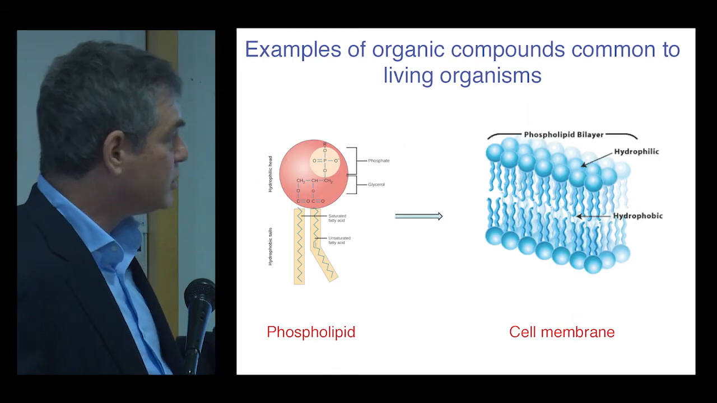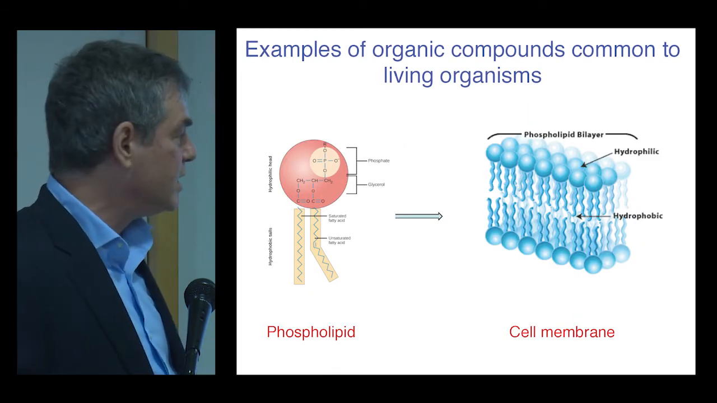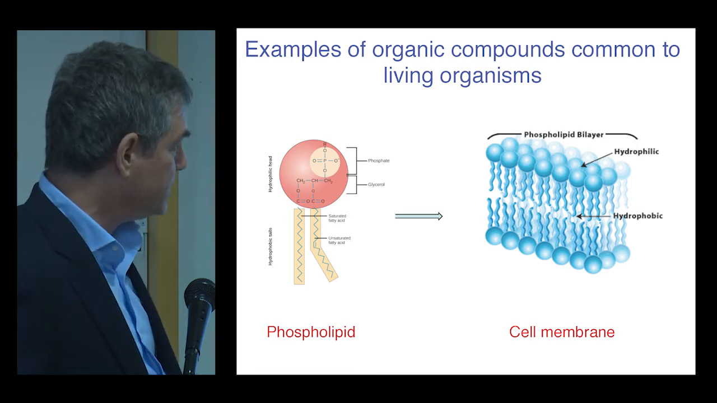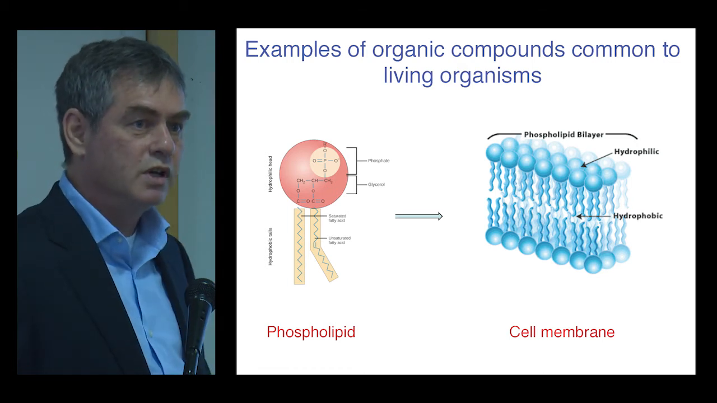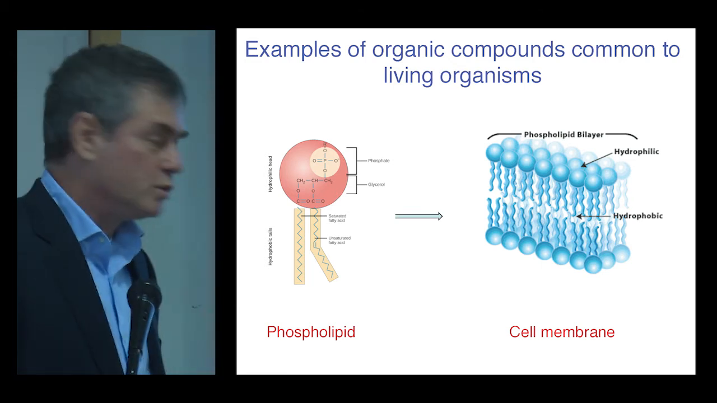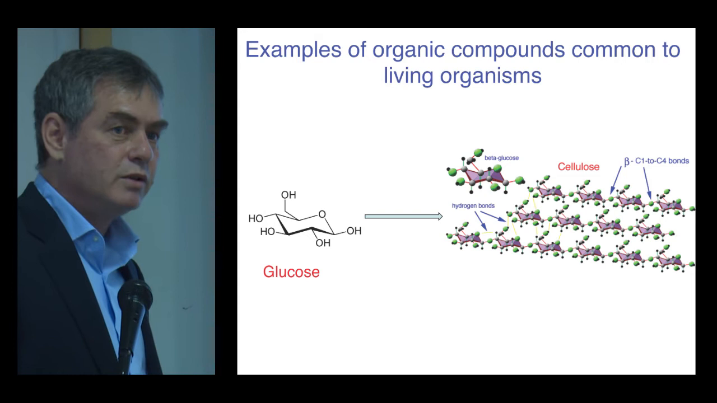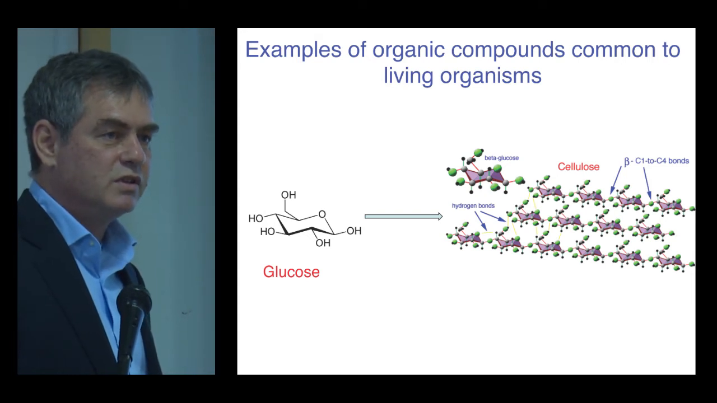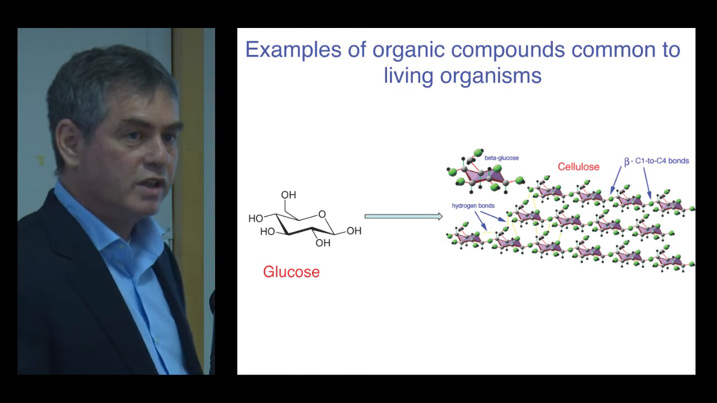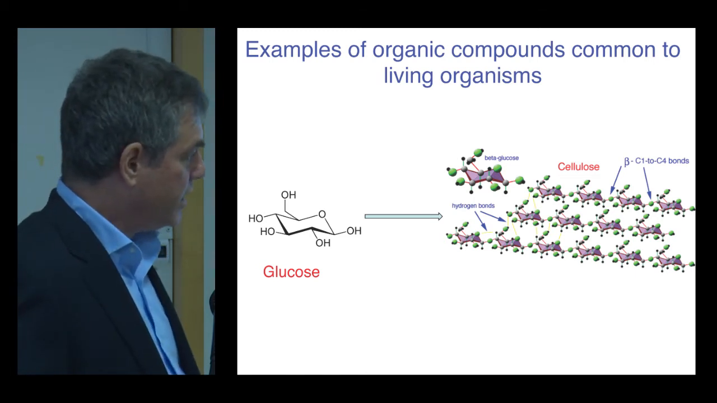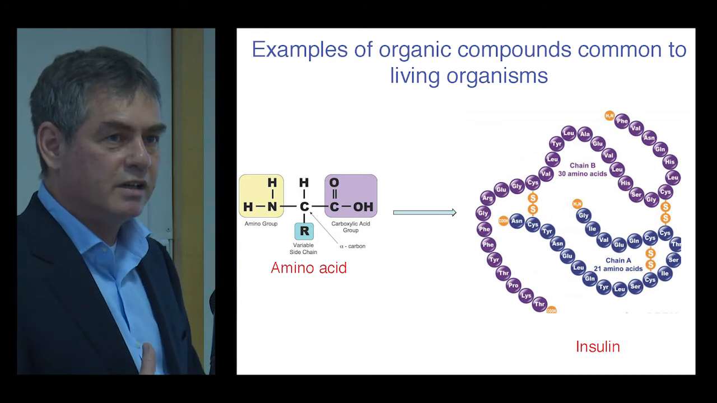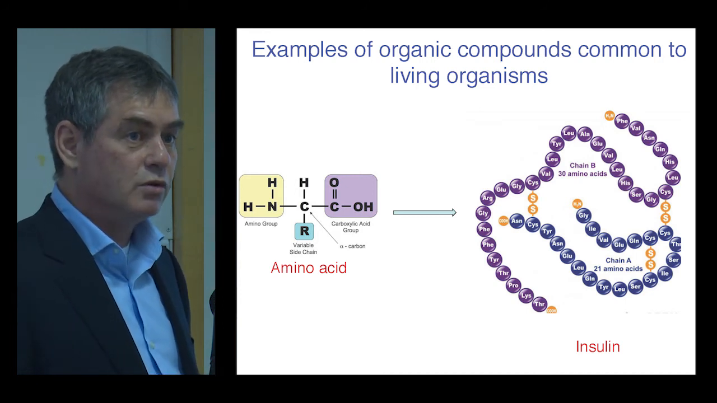So for example, the phospholipids are used for making the cell membranes in the body of every living organism. They are arranged together in a so-called fluid mosaic. And glucose, which we know from nutrition, is also used for making cellulose, which is a strong structural material used for keeping the sequoia trees 100 meters tall without breaking. And amino acids are used for making peptides, short peptides, but also proteins.